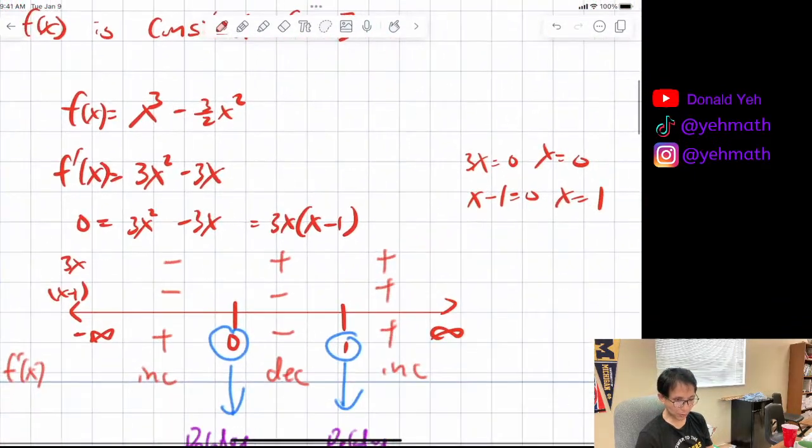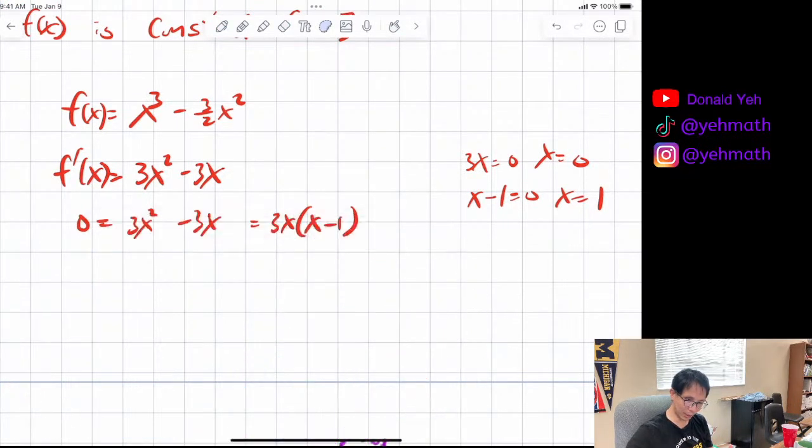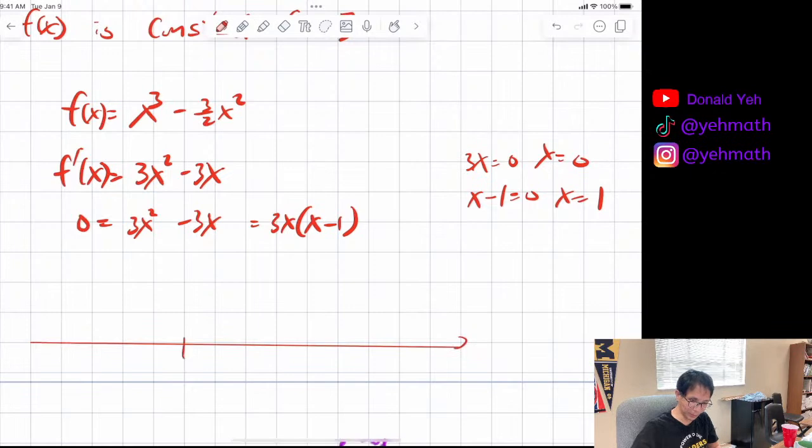So I'm going to do a number line test here. I'm going to just do it here again, so I'm going to get rid of this. So here I'm going to do a number line test between 0 and 1. So 0 and 1. And I'm going to use 3x and x minus 1 to test. Why? Because that's my f prime of x.